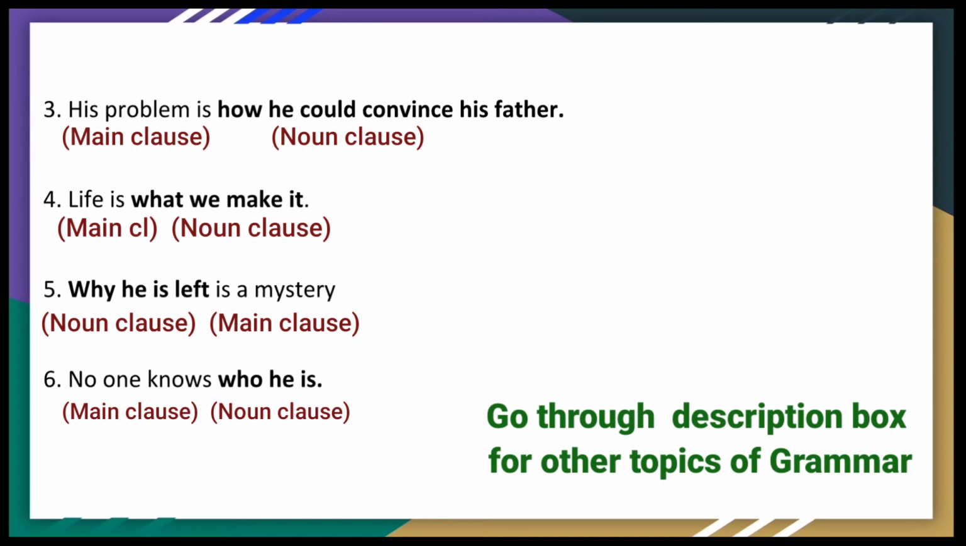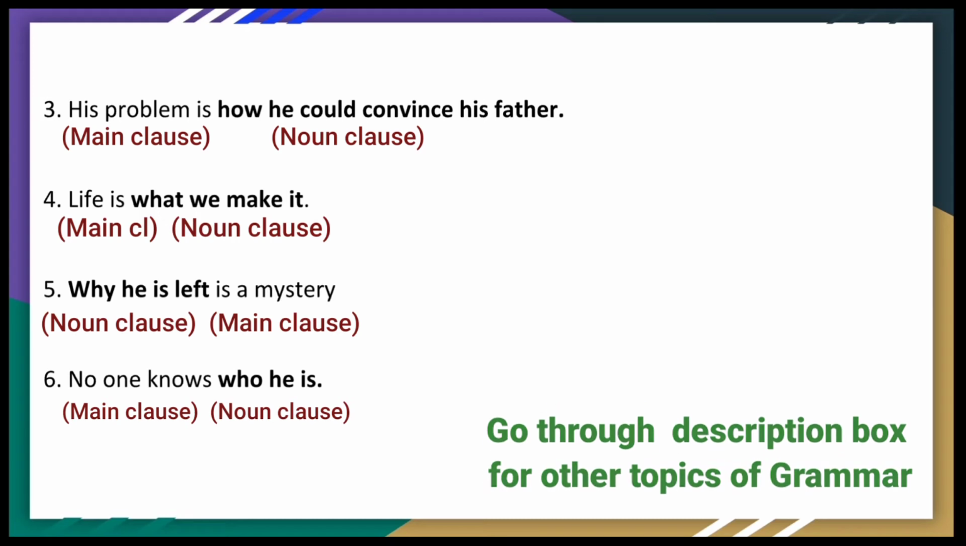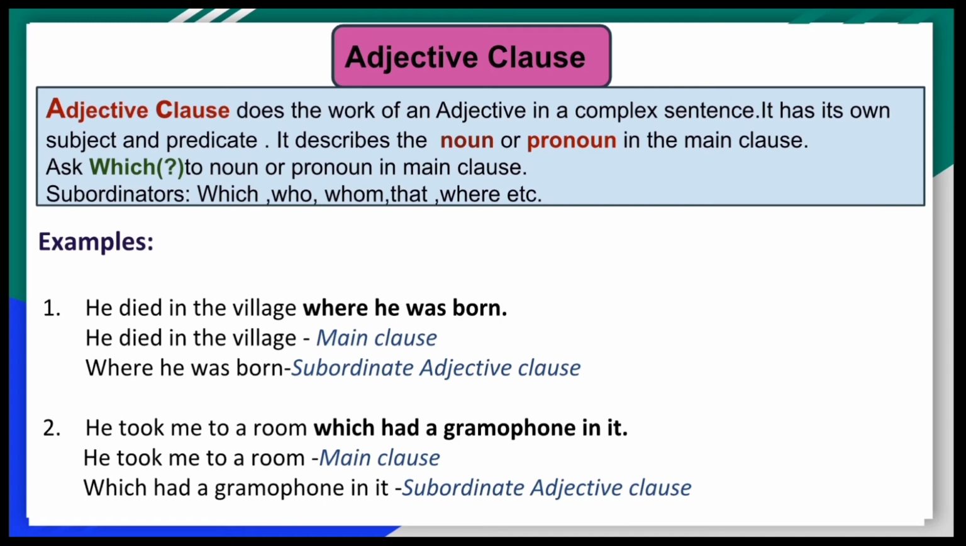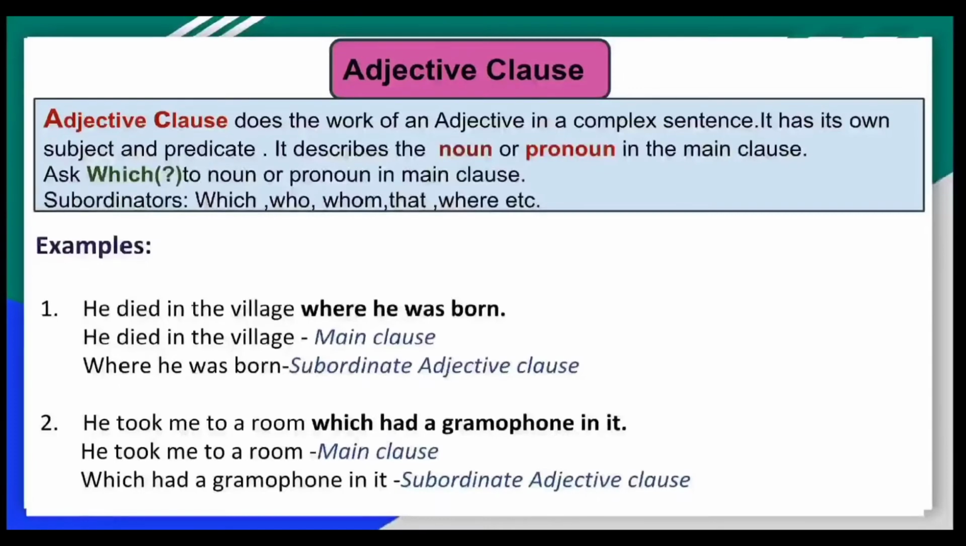Students, so we have taken so many examples of noun clauses. Let's move and learn our next clauses. Those are adjective clauses. Adjective clause does the work of an adjective in a complex sentence. It has its own subject and predicate like the noun clause. It describes the noun or pronoun in the main clause. It asks the question which to the noun or pronoun in the main clause.